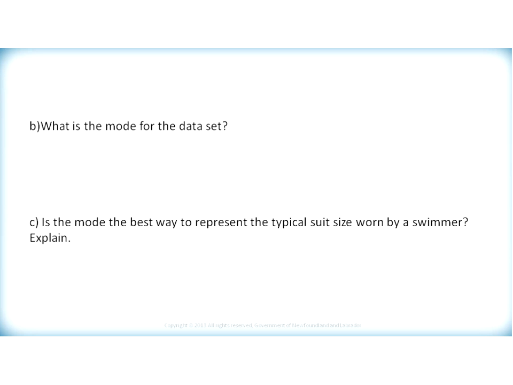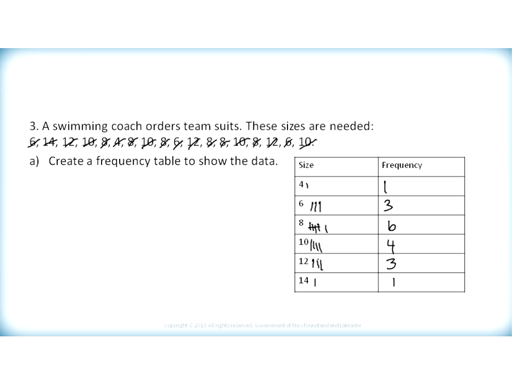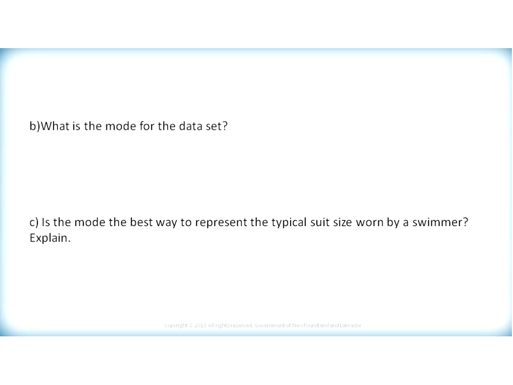What is the mode for the data set? The mode is the most commonly occurring number. So I'm going to go back here to the table. Which number appeared the most frequently? It's right here, the size 8. There were 6 size 8s. So the mode for this set of data is equal to an 8.